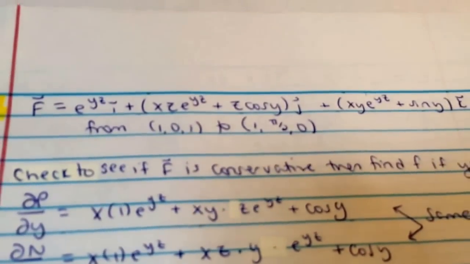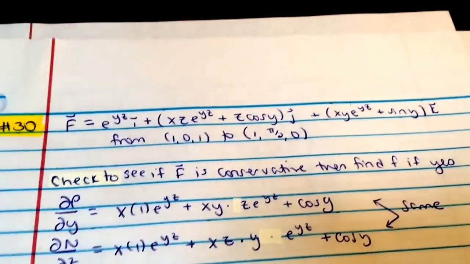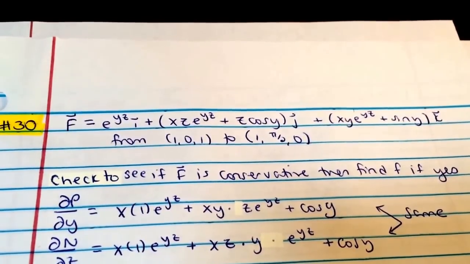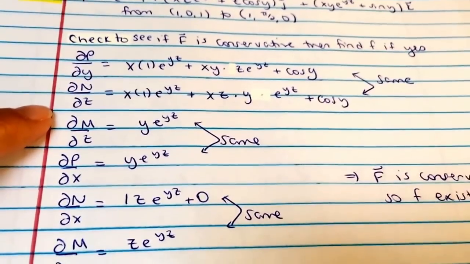So here's my F. It looks like a lot of work, but that's just because I really spread it out and show all of my steps. It's really not that much work. So I'm going to check and see if it's conservative. So I'm checking all these. I did them separately because they were so long on different lines.